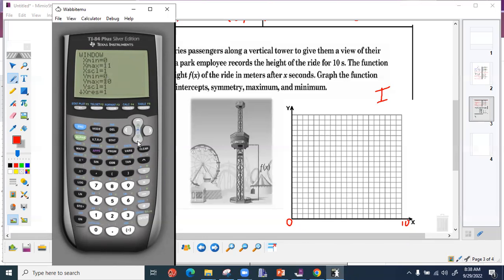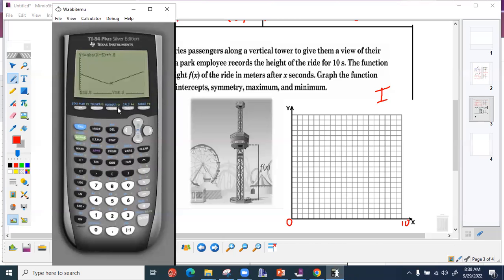How high do you think a ride would go? I don't know. Let's see. We'll go to 20 and see what happens. Okay, and now when I hit graph, it's going to show me only what I need to see. Does that make sense? I'm now only in quadrant 1. So this is what we're going to plot.